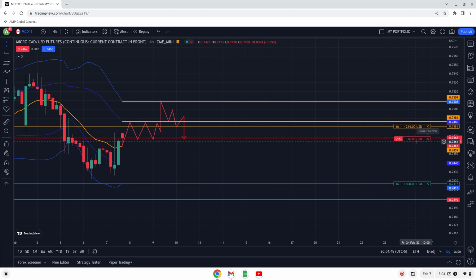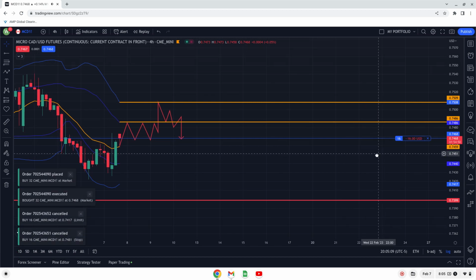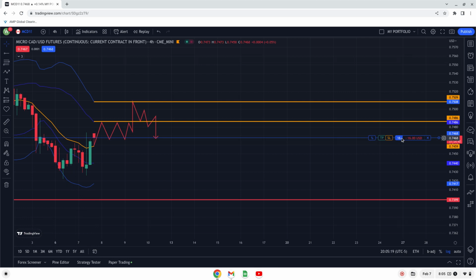Or guys, if I feel that, you know what, I think the market is going to reverse on me, I can go over here and reverse the position. And so now that it's a seller's market and I have a sell ticket, I can now reverse the position and turn it into a buy position. They say right here, are you sure you want to reverse your contract, and the name of the contract? I say, yeah, I want to reverse it. Now I am a buyer. Remember, I had two orders, a stop loss and a take profit area. They are now completely canceled out, and I only have just a buy position.